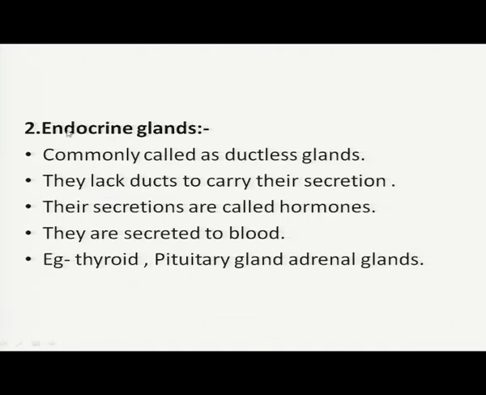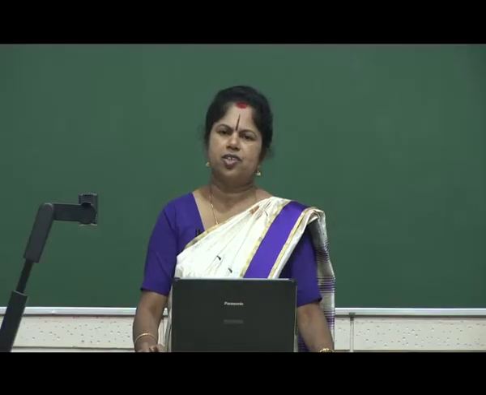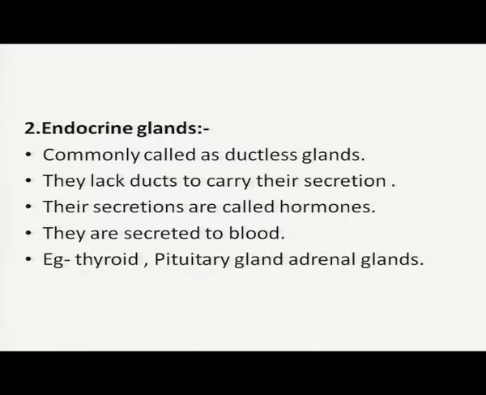Now, the second category, that is endocrine glands. They are ductless glands. It means they do not have any ducts to carry their secretion to the target site. So, ductless glands are known as endocrine glands. Their secretions are known as hormones. The secretions of ductless glands are collectively known as hormones, and all the hormones are proteinaceous molecules.